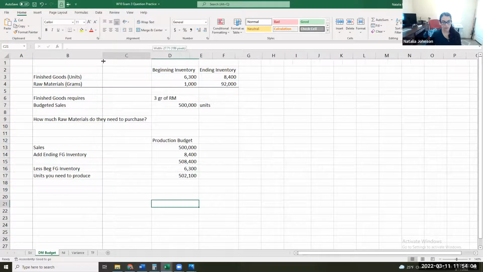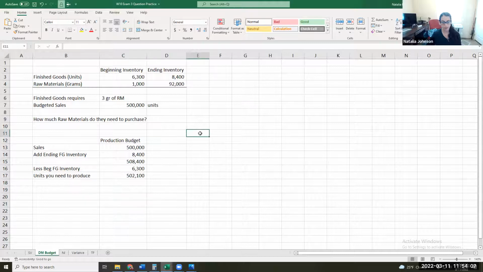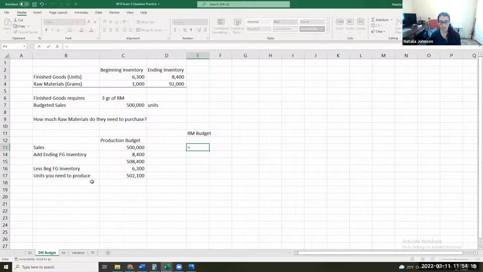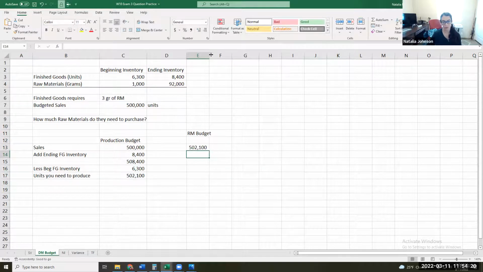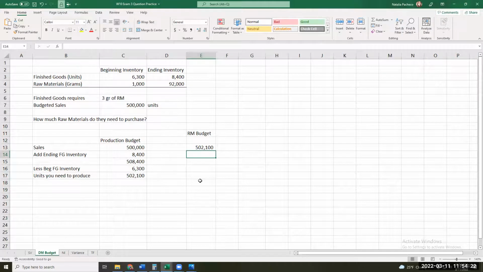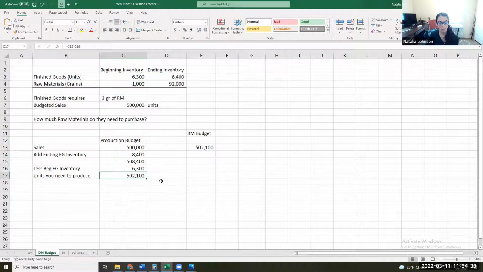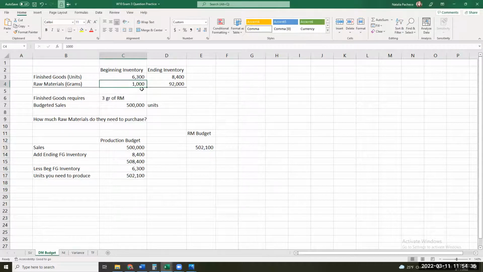Now, if we do a small raw materials budget, then we will need the units to produce, 502,100. Why don't the raw materials match on beginning inventory? Is it missing a number? Like this one or this one? Yeah, the one up top. It should be 6,300 times 3, right? For that number.